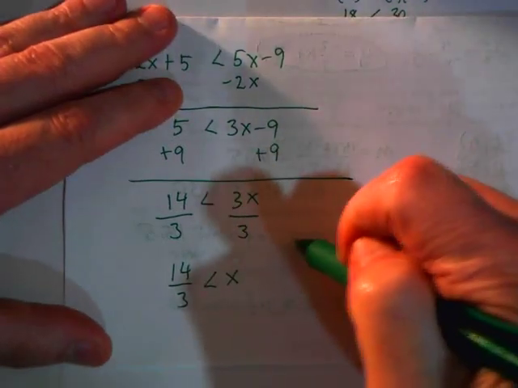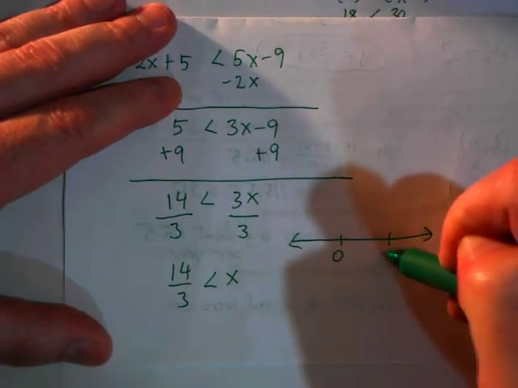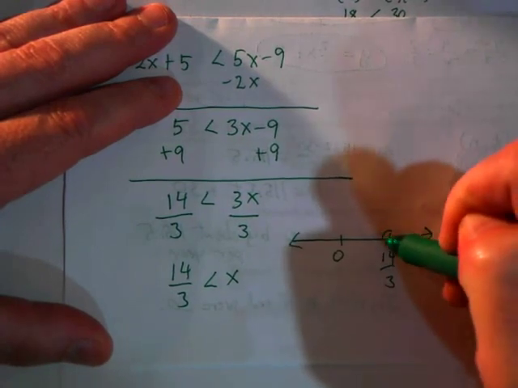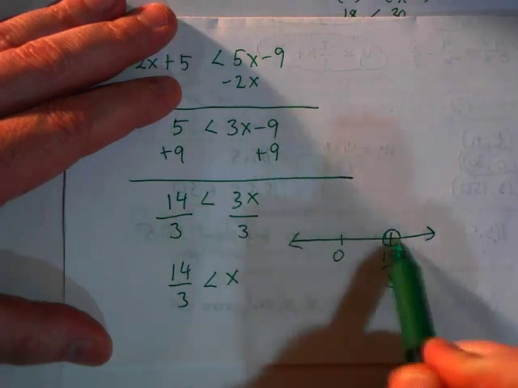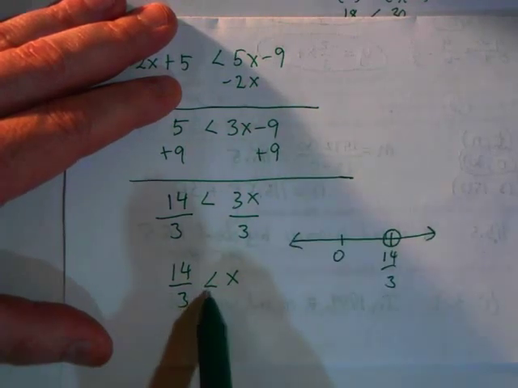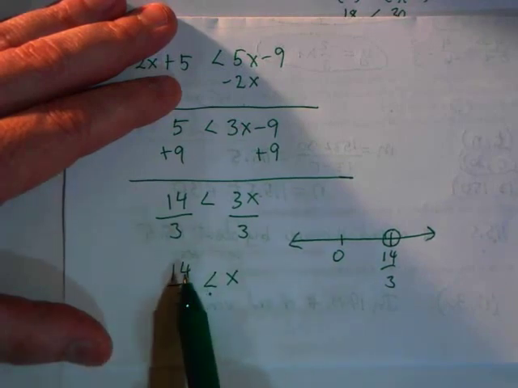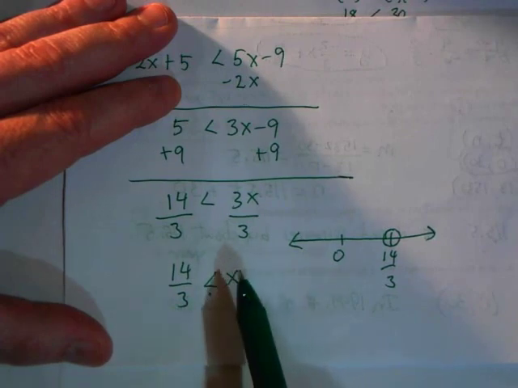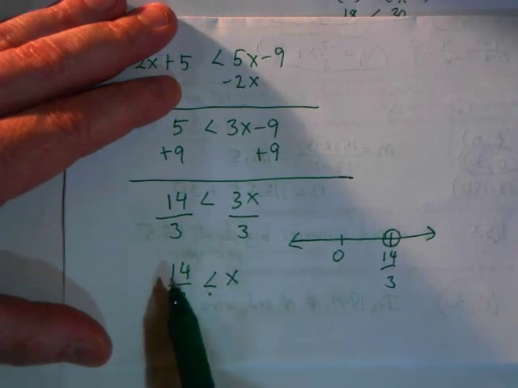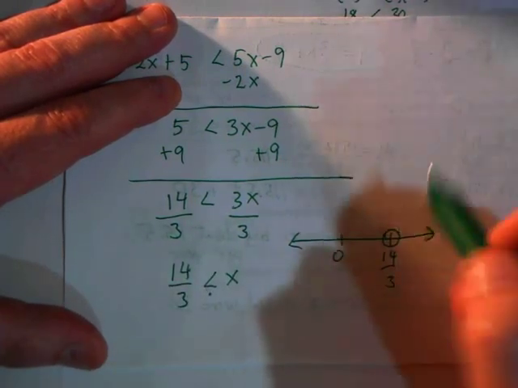They'll go to draw a number line. And there's 0. There's 14/3. We'll put a circle there, which is correct, and then they'll shade to the left. And the reason they shade to the left is because they see a less than sign. But you got to understand what this says. This says 14/3 is smaller than the numbers that we want. Since 14/3 is smaller than the number that I want, another way to say that is I want the numbers that are bigger than 14/3.